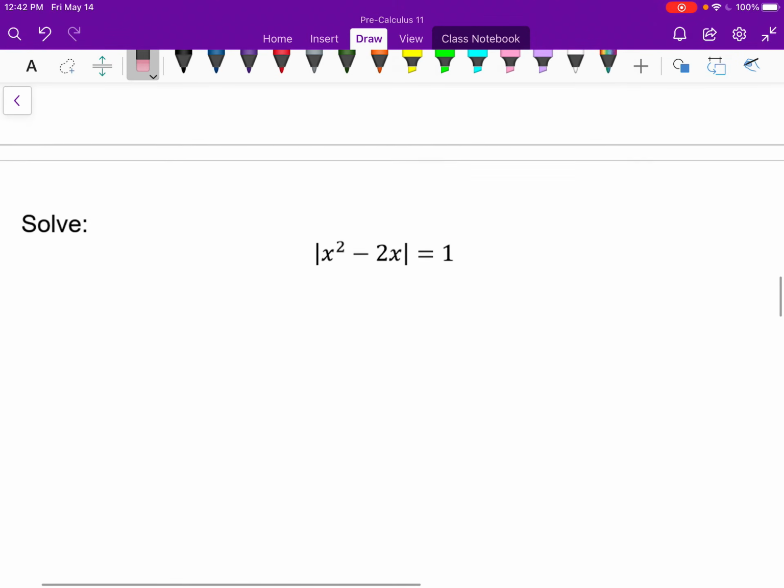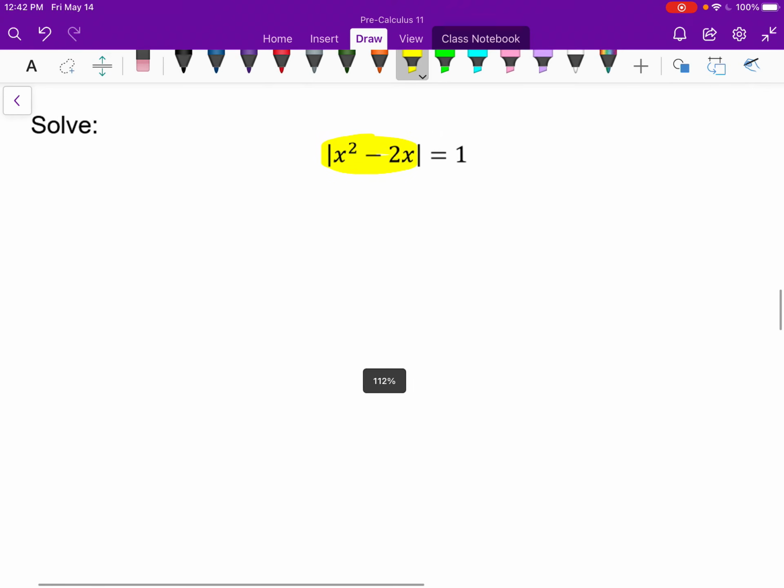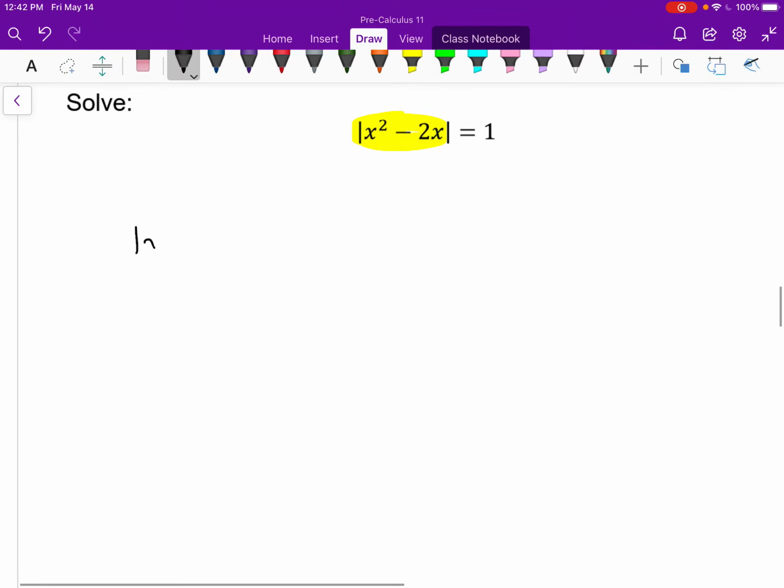All right, what about this one? So for this one, this definitely can be possible. The absolute value of this will equal 1 somewhere. So let's take the absolute value part and write that in piecewise form. And again, my 2 pieces, one will be exactly the same. The other is where I multiply everything by negative 1.